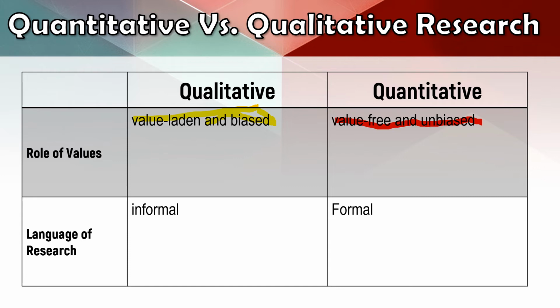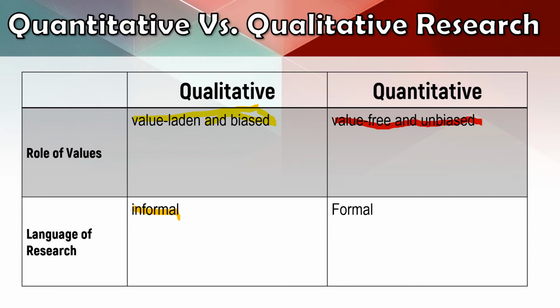When it comes to language of research, qualitative may be informal. Although, let me clarify that research is a technical writing. Therefore, it should be as technical and formal as possible. Here, what I'm talking about here is the degree of language used by the respondents and the researchers. So for qualitative, it's more of informal.